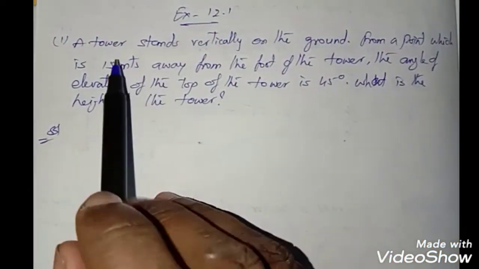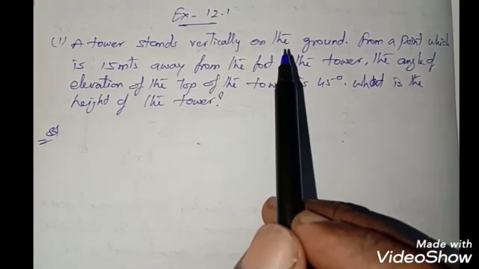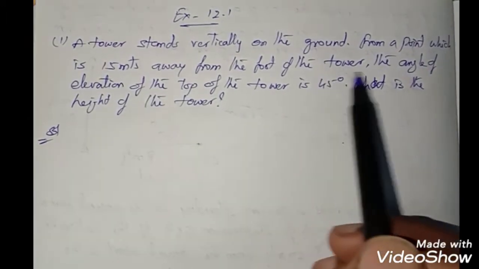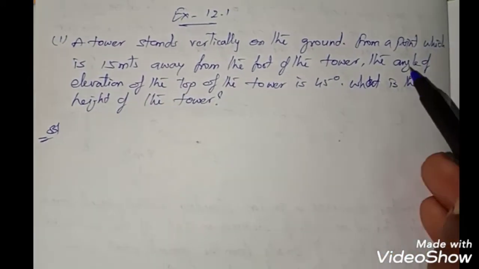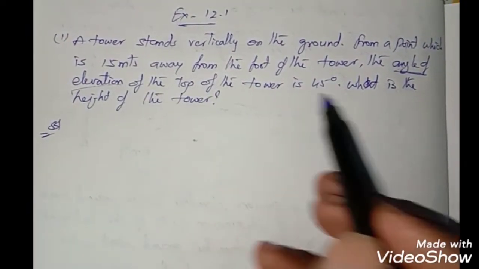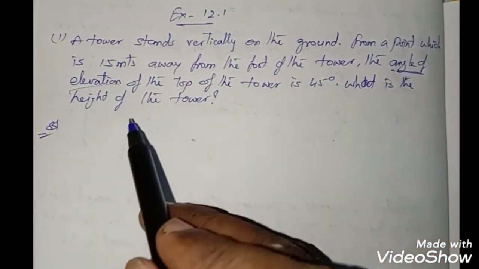The first problem is: a tower stands vertically on the ground. From a point which is 15 meters away from the foot of the tower, the angle of elevation of the top of the tower is 45 degrees. What is the height of the tower?